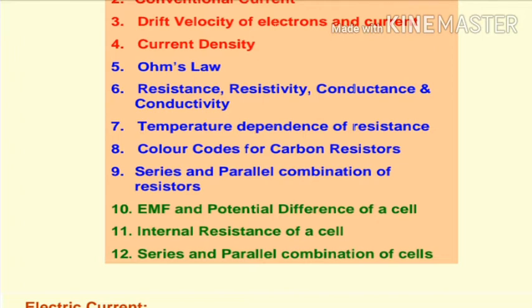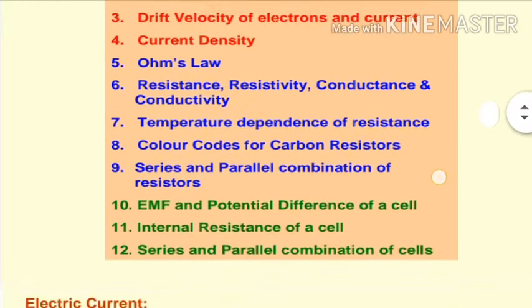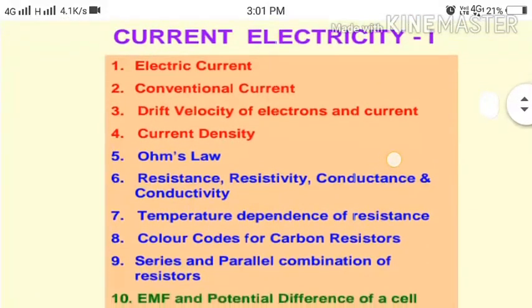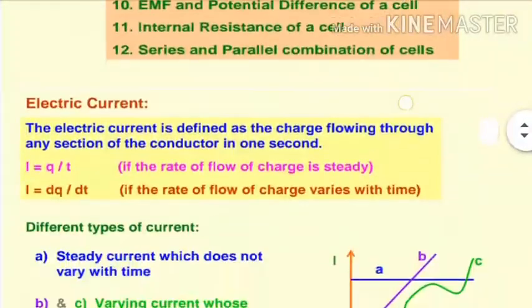Now, for further, we will discuss more about the series and parallel combination of the resistor, EMF and potential difference of a cell, internal resistance of a cell, and the series and parallel combination of the cell. This is the first part of the current electricity. Now let us start our topic, the electric current.